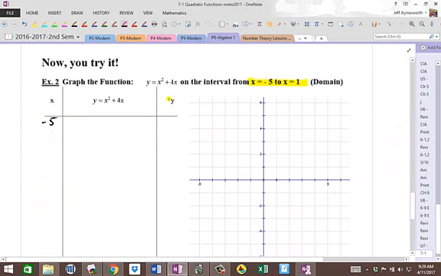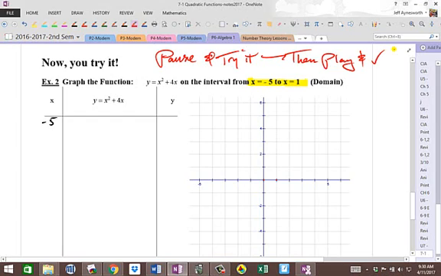At this point, I want you to pause the video here and give it a shot. When you're ready, press play and check your work to see if you're correct.